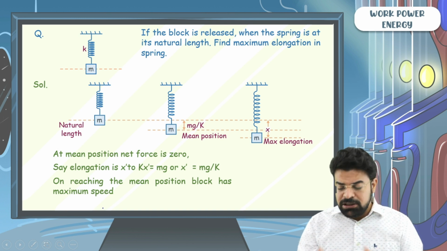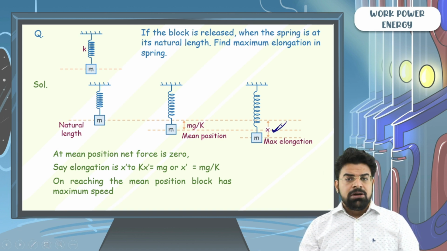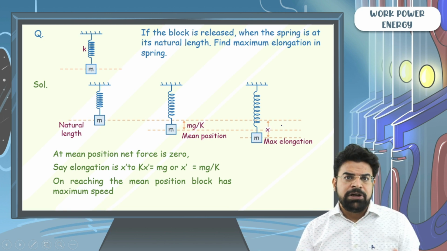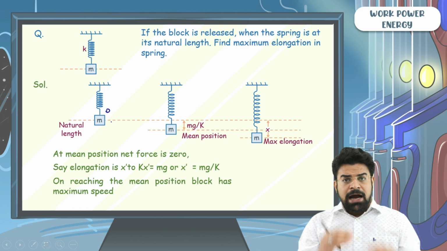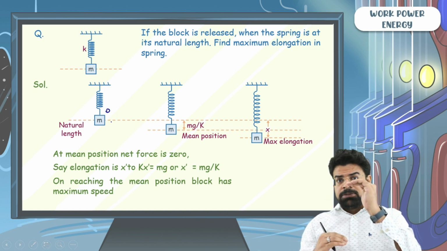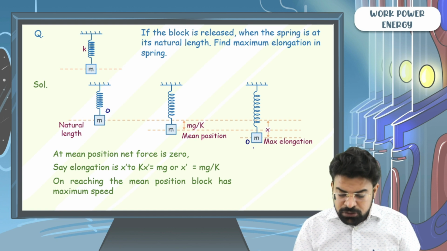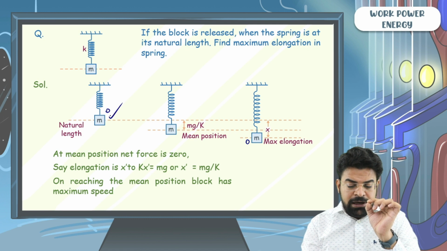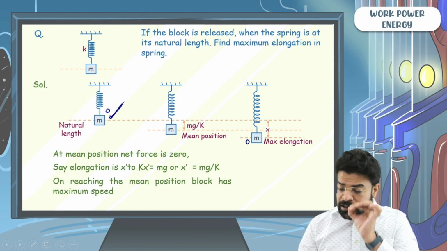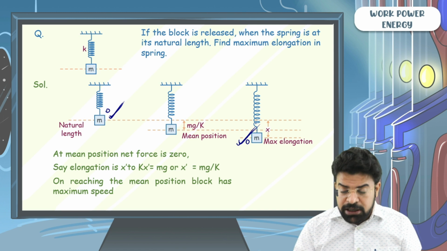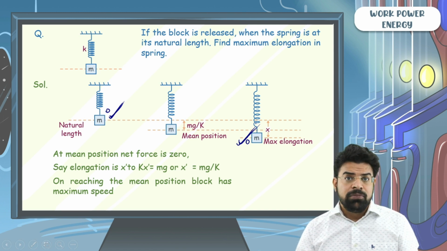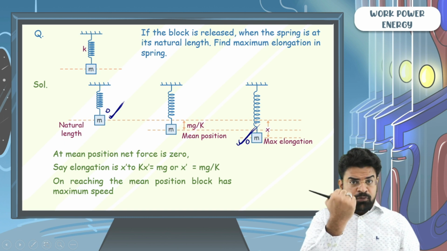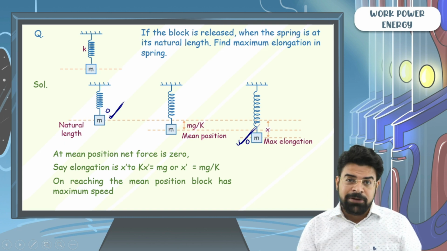Our mission is to find the maximum elongation. How to find it? Very easy. Tell me, at the time of release, what is the speed of the block? 0. At the time of maximum elongation in the spring, what will be the speed of the block? 0. So from the very initial state when released, till the very final state when the spring is maximum elongated, the change in kinetic energy is 0. And there are only two forces acting on this block. One, the force of gravity. Second, the force by the spring.